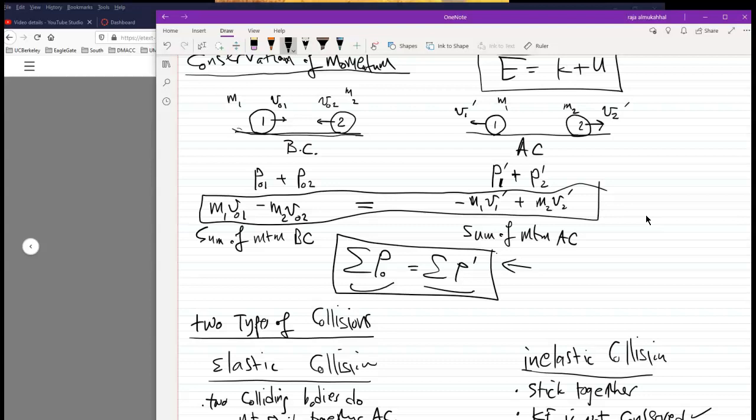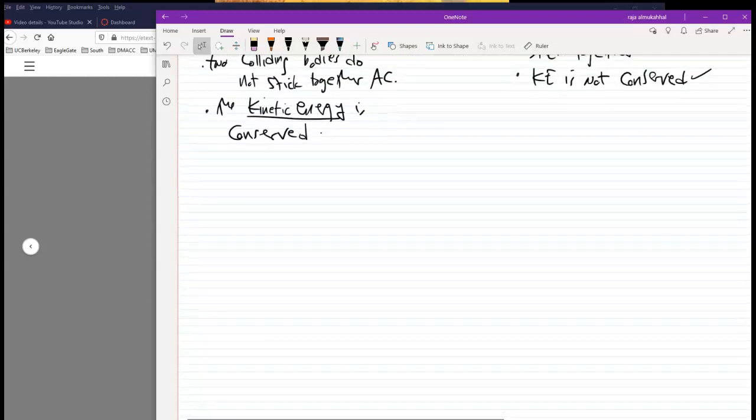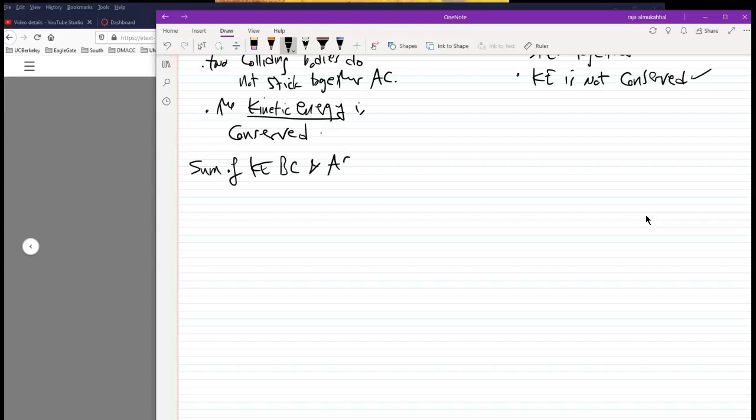So you may want to pause the video and draw it first. So now, if I go back, there we go. If I want to get the sum of the momenta before and after, and the sum of the kinetic energy, what will happen? Let's look at the kinetic energy here.